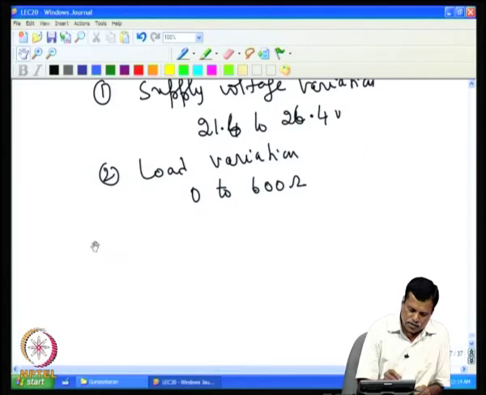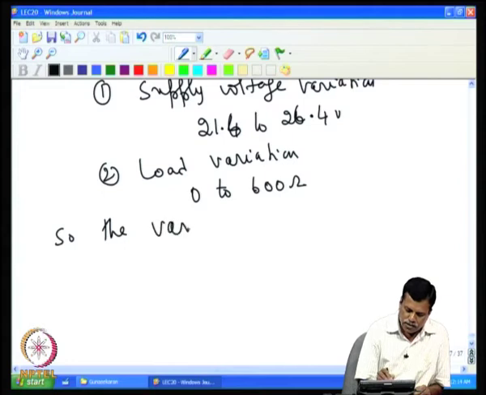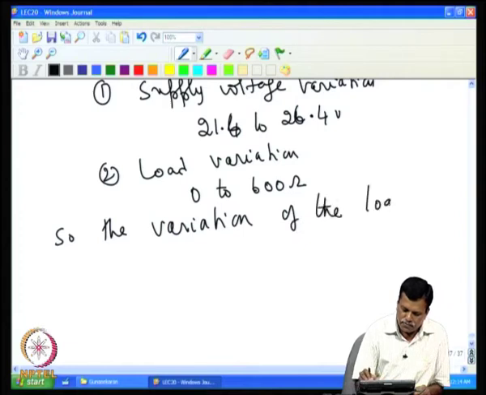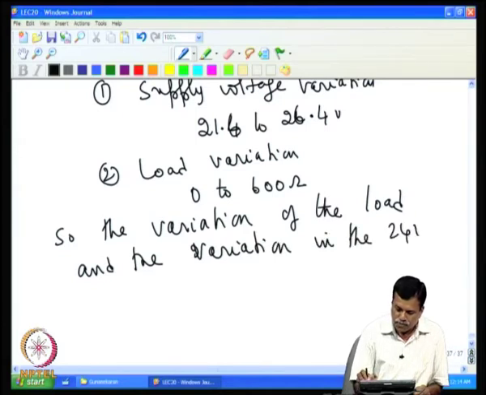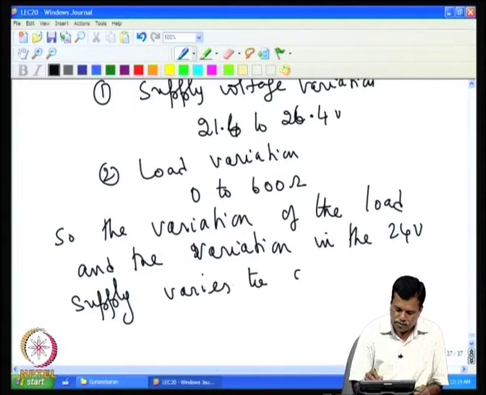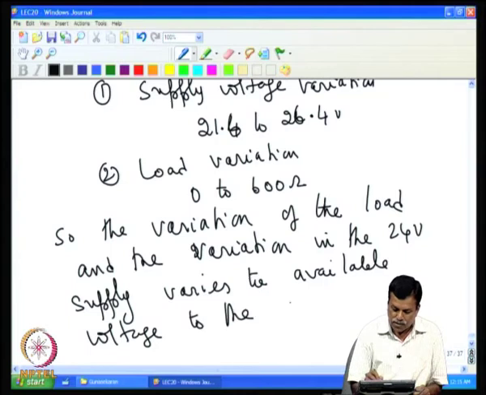So, the variation of the load and the variation in the 24 volt supply determine the available voltage to the transmitter, the voltage to the current transmitter.